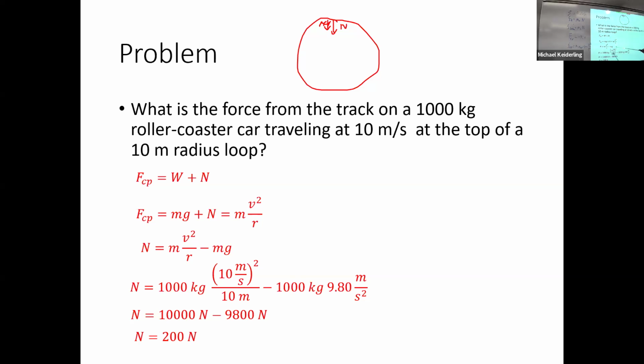1,000 kilograms times 10 meters per second, squared, over a radius of 10 meters, minus 1,000 kilograms times 9.8 meters per second squared. That's 10,000 newtons minus 9,800 newtons, which comes out to 200 newtons. So I chose numbers where almost all the force is coming from gravity.